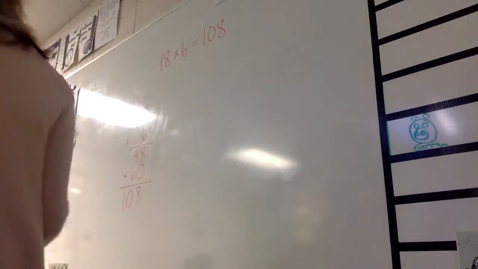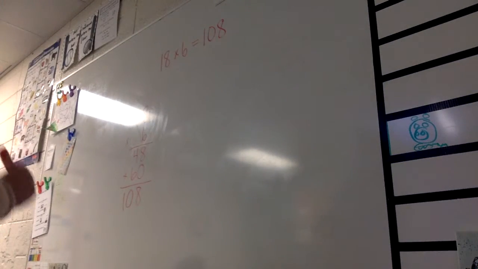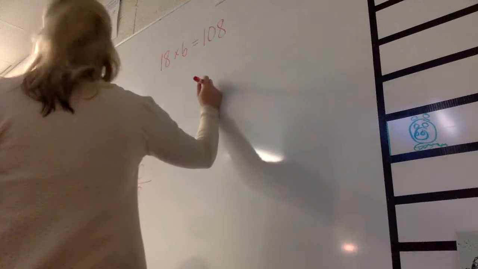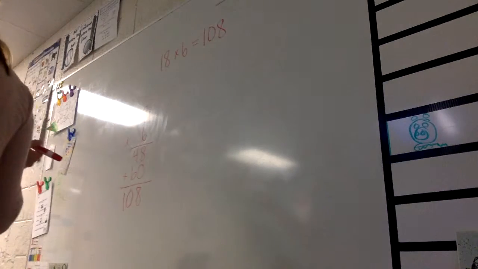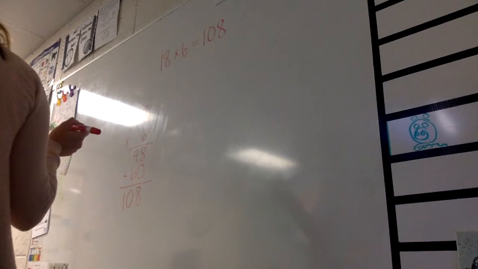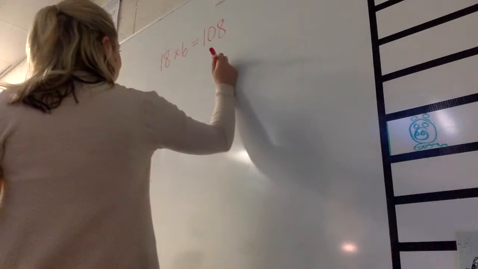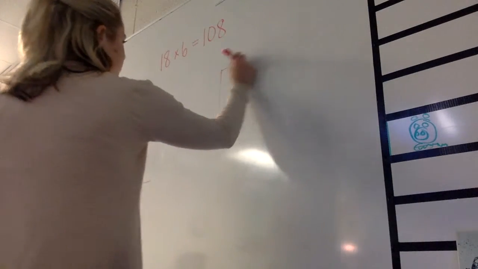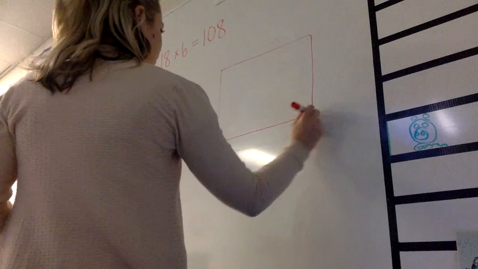There's another way that I could solve this problem. 18 times 6. I could do an area model. Do you remember how to do an area model? Yep. 18 times 6 in an area model. This is an area model.